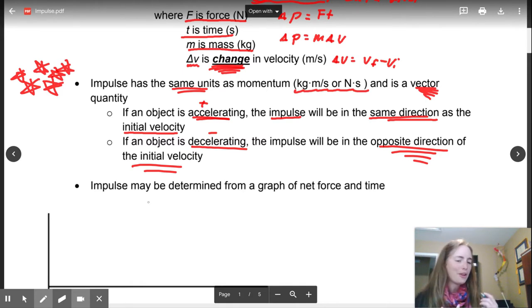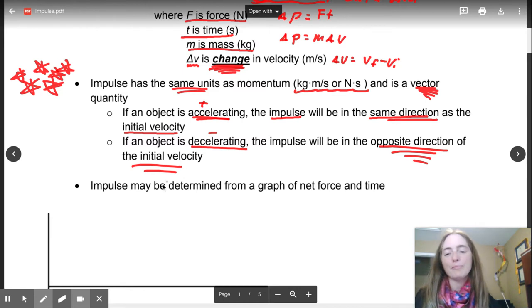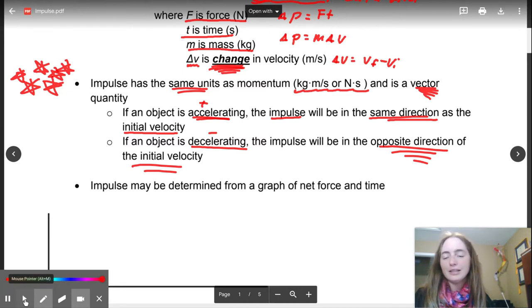Okay, so that's a good way to think about it. You could think about the impulse being in the same direction as your acceleration, or the same direction as your net force, because they're linked.